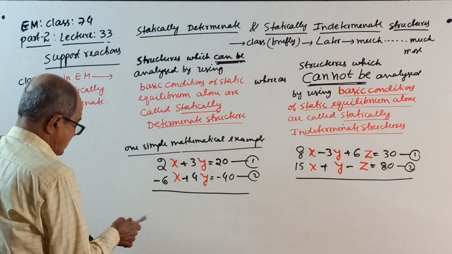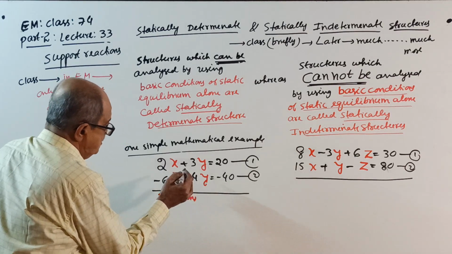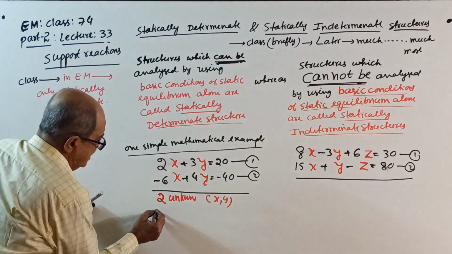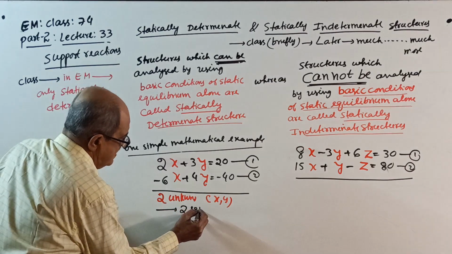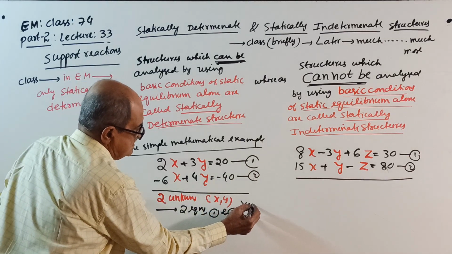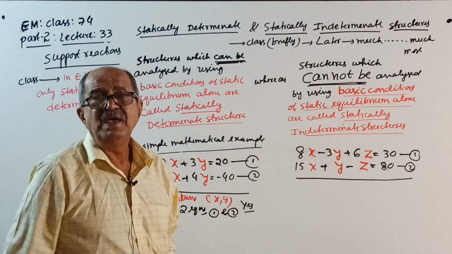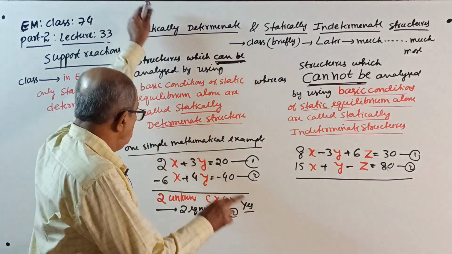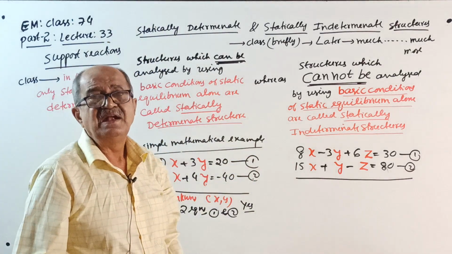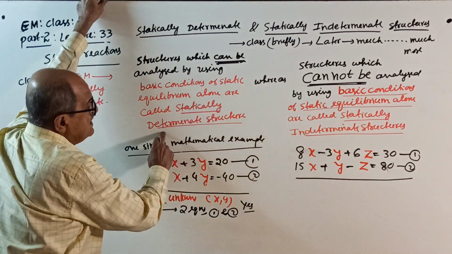There are 2 unknowns here. Which ones? x and y. And there are 2 equations, 1 and 2. Yes, we can solve. This 1 and 2 is like the basic conditions of static equilibrium. So, 2 unknowns, 2 equations, you can solve. This is statically determinate. You can analyze by using only basic conditions of static equilibrium.